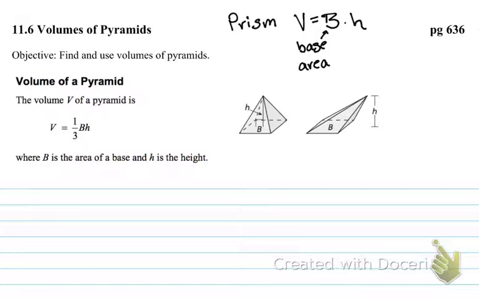a pyramid has a smaller volume than a prism, and even more so, it has 1/3 the volume of a prism. So our equation for the volume of a pyramid is very similar. We just have that 1/3 idea. The volume then of a pyramid is 1/3 area of the base times the height. And again, this little guy here is just the volume formula of that corresponding prism.